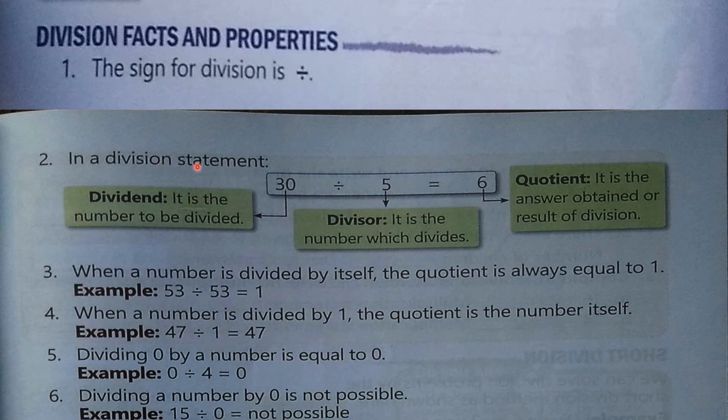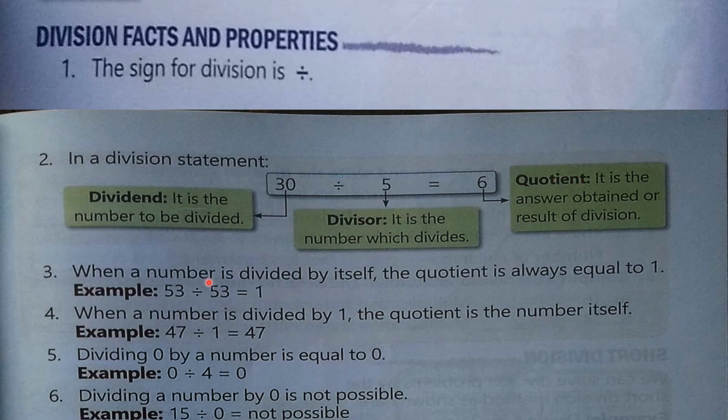And in the division statement, the first number is known as the dividend, the second number is known as the divisor, and 6 is known as the quotient. So why is this known as the dividend? It is the number to be divided. And the number by which we have to divide is known as the divisor, meaning we have to make groups of 5 each. How many groups can we make? We can make 6 groups. So this 6 is known as the quotient.